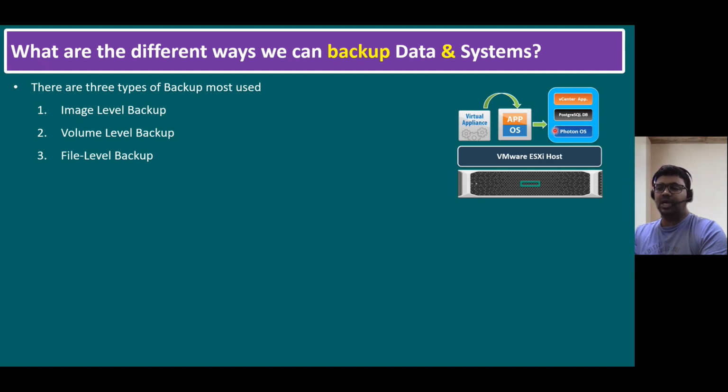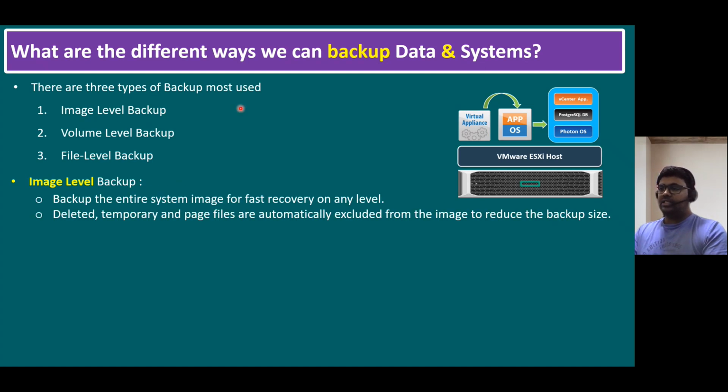In that scenario, they may ask how you can restore and which methods you prefer to restore. In that scenario, you can explain these options. Okay, so let's understand the description of image level backup. It backs up the entire system image for fast recovery on any level, and deleted temporary and page files are automatically excluded from the image to reduce the backup size.